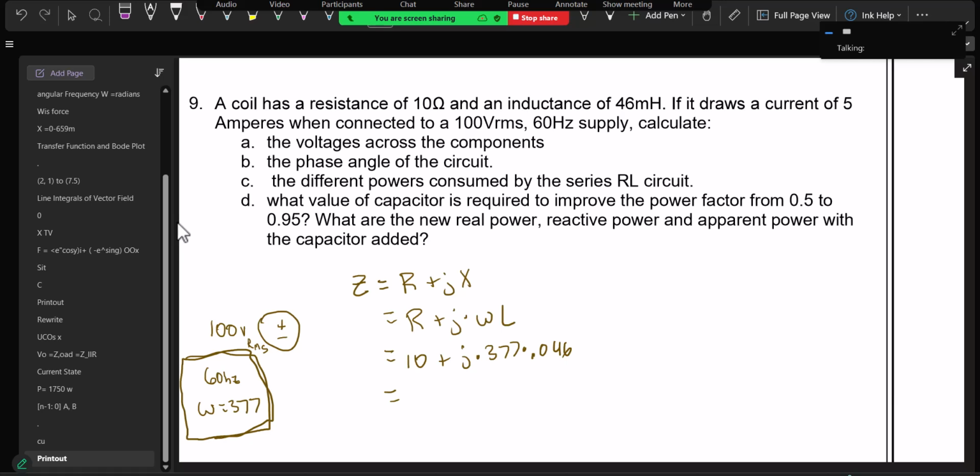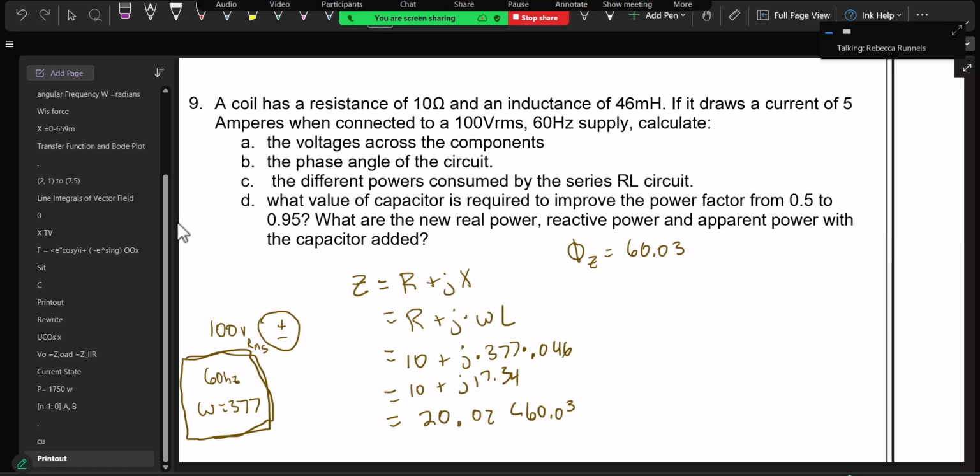So it'll be 10 plus J times 377 times 0.046, which is 10 plus J17.34, which is the same as 20.02 angle 60.03. So that is our impedance. So the phase angle of our circuit is 60.03.